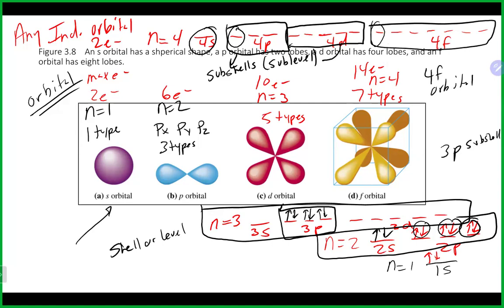How many electrons in the 4f subshell? 14. That's the one you're looking for. That's the answer to that question. The lab manual likes to ask that question, usually that one right there.